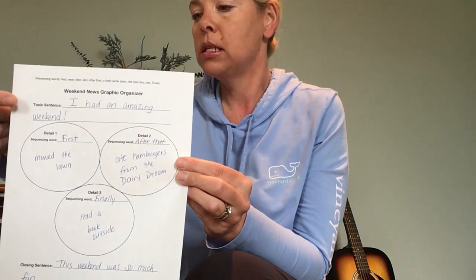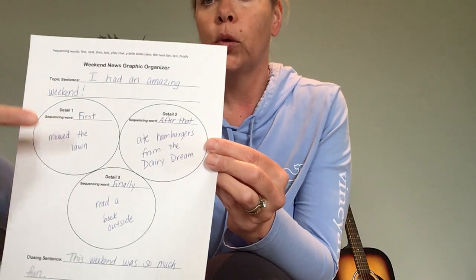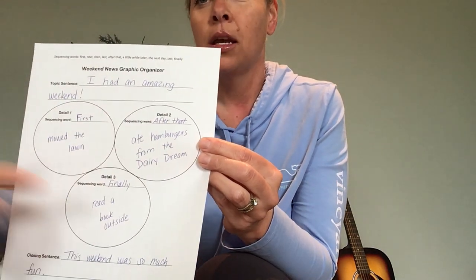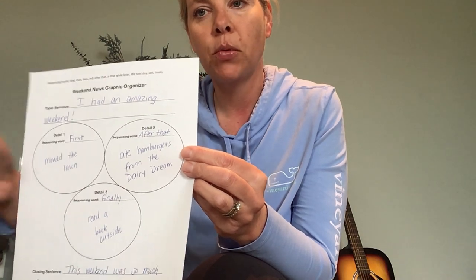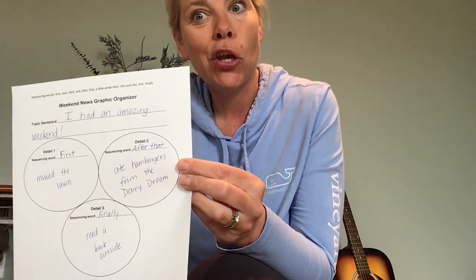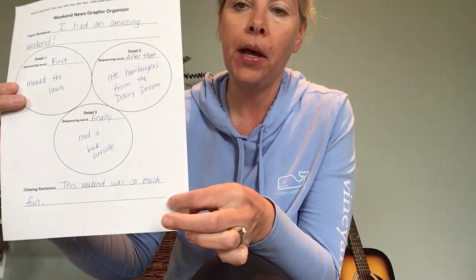We start at the top with our topic sentence, okay? And then we're going to have 3 details instead of 4. When we did the plant writing, we had 4 plant parts, so we had 4 details. Today we're just going to do 3 details. And then we have your closing sentence at the bottom.